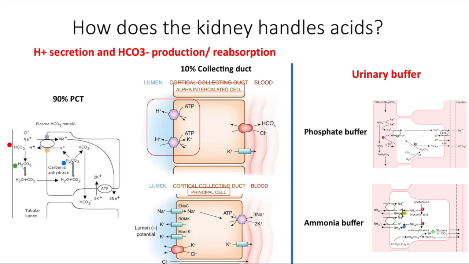For ammonia buffer, it is produced by deamination of glutamine. The ammonium is secreted as ammonia by the collecting tubule ducts and converted into ammonium in the lumen by combination with secreted hydrogen. The bottom line is, the more the ammonium secretion occurring in the tubule, the greater amounts of bicarbonate will be available in the plasma.